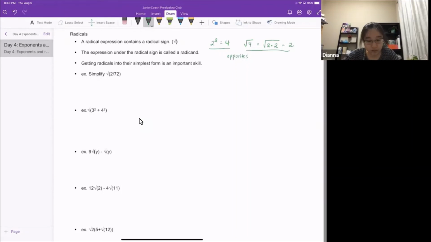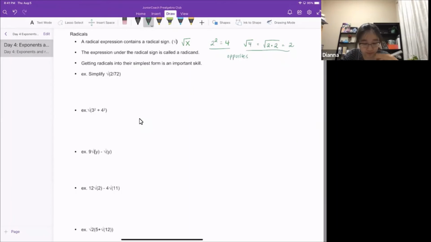So a radical expression contains a radical sign, which is the square root thing. The expression under the radical sign is called a radicand. This is just vocabulary. So whatever I put underneath is the radicand. It could be x or y or z or any number. And so we're going to try to simplify these. It's not that bad.